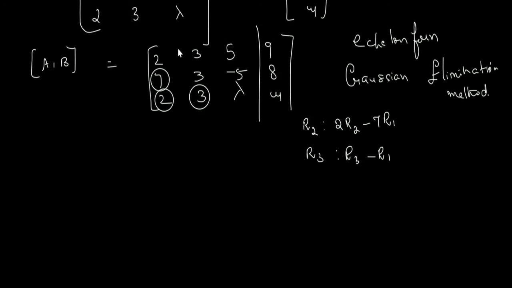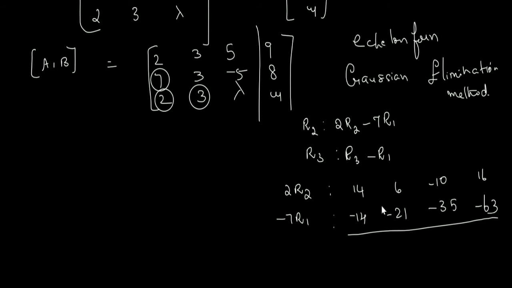So 2R2. That means you're going to multiply this by 2. So 2R2 is 14, 2 into 3 is 6, 2 into 5 is 10, and 2 into 8 is 16. Then minus 7R1: minus 7 means this will become minus 14, minus 21, minus 35, minus 63. Just add them. This is 0, minus 15, minus 45 and minus 47.